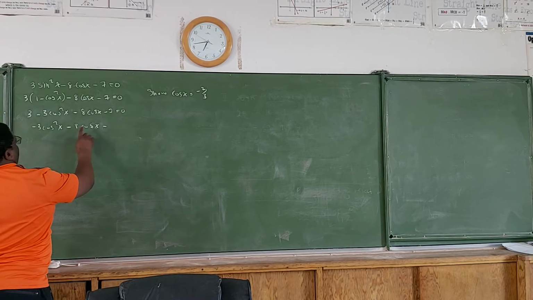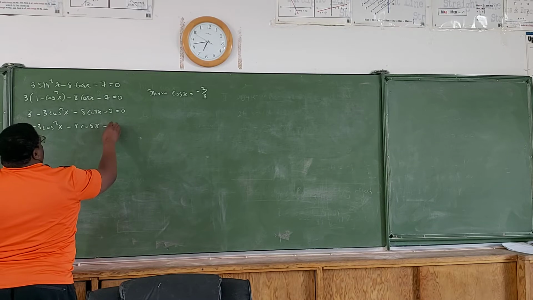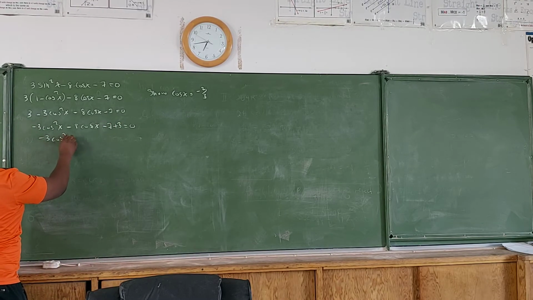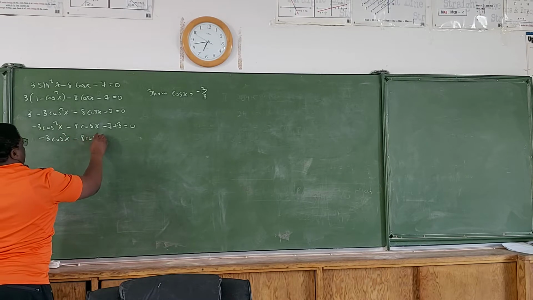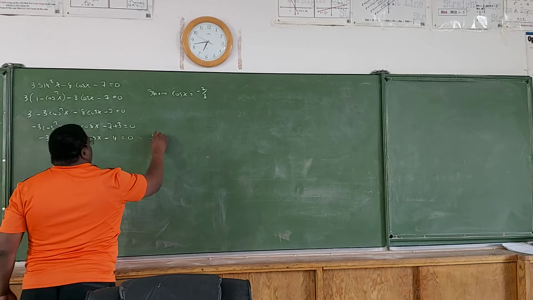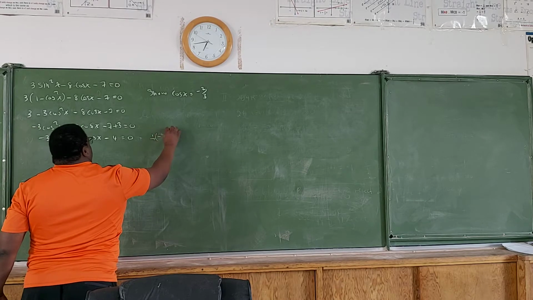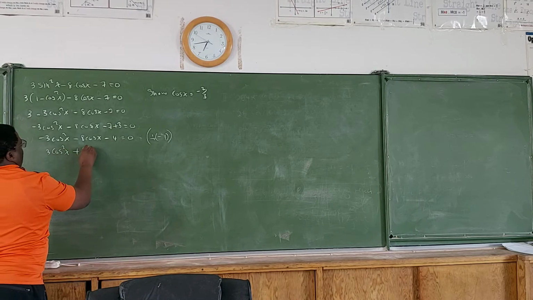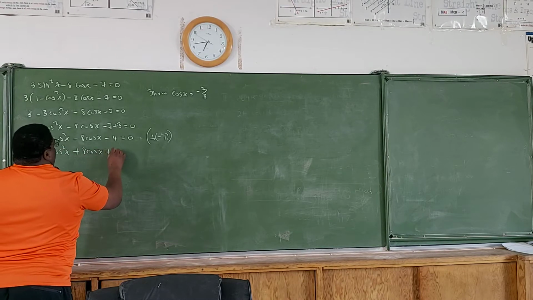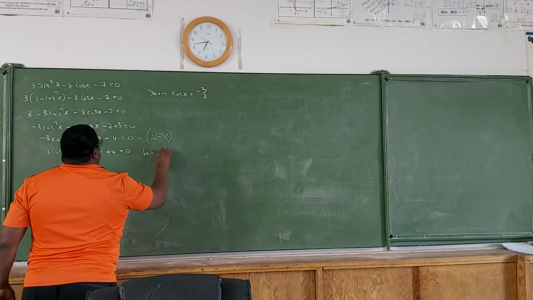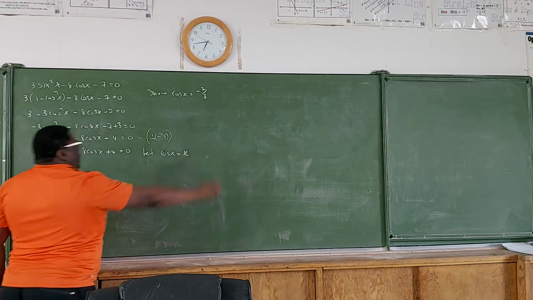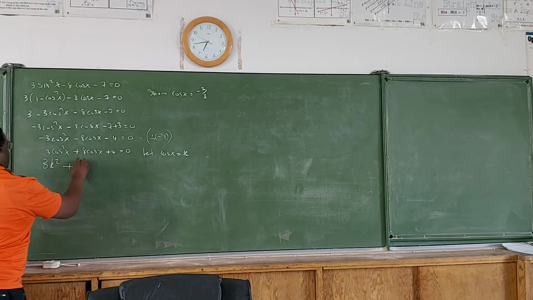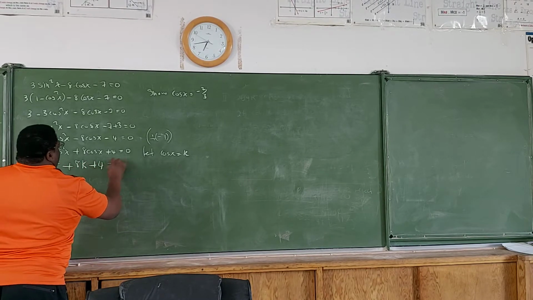So anyway, I'm going to move the 3, so it's going to be minus 7 plus 3. So that gives you minus 3 cos squared x minus 8 cos x minus 4 equals 0. So you're going to divide by negative 1. So you're going to have 3 cos squared x plus 8 cos x plus 4 equals 0. You say let cos x equal some letter k, for example. So that gives you 3k squared plus 8k plus 4 equals 0.